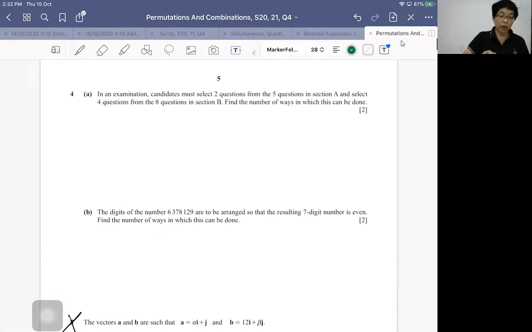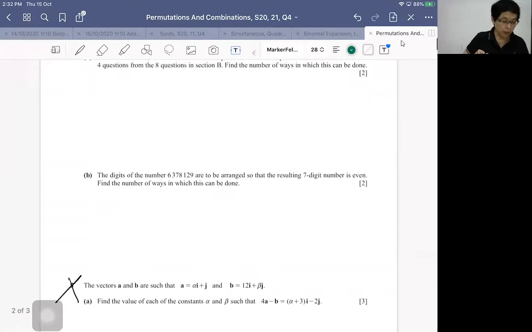Okay, when we look at this type of question, we just have to bear in mind, does the order matter? Does the selection of the questions matter to the examiner or for that scenario? First and foremost, the order does not matter. Therefore, for A, we're going to use combination.